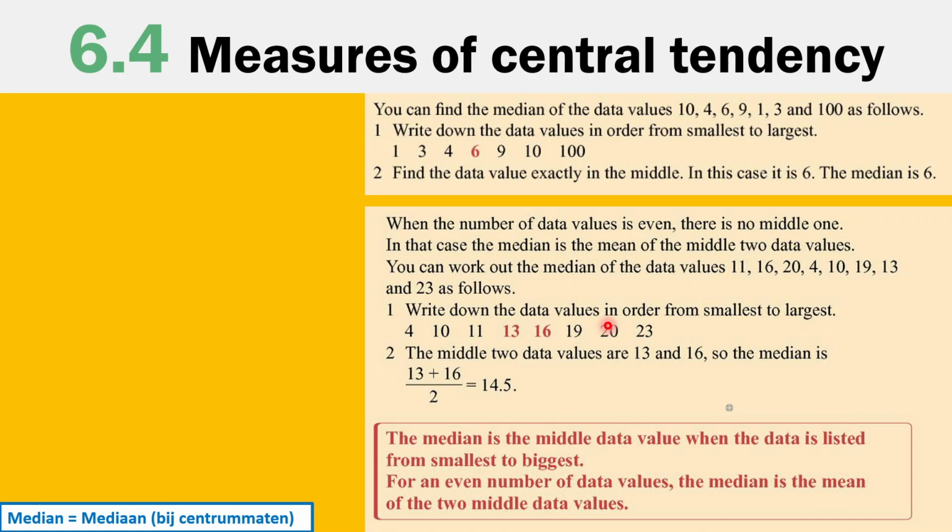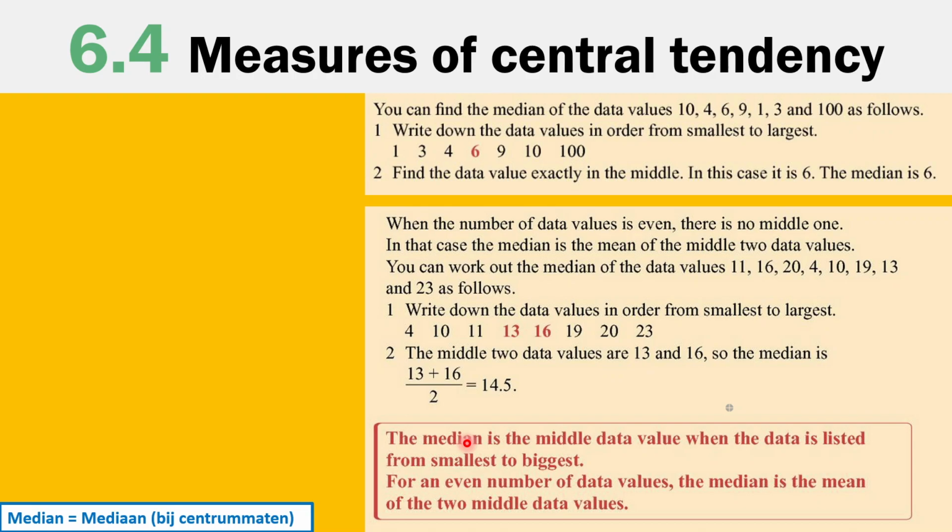So if you have an odd number of data values, it's just the middle number. If you have an even number, then you have 2 numbers that you have to add up and divide by 2. Here they say the median is the middle data value, where the data is listed from smallest to biggest.